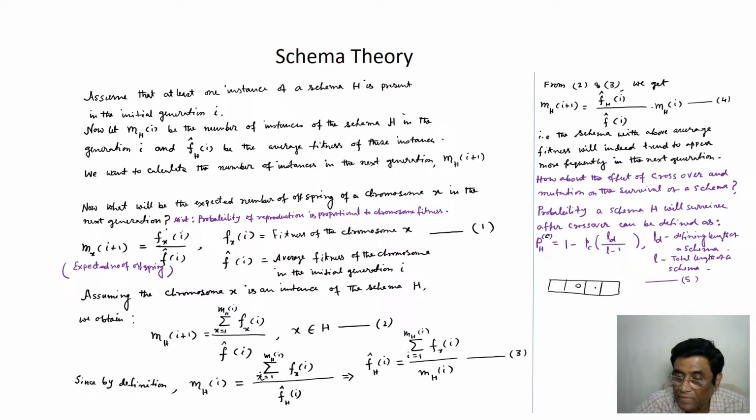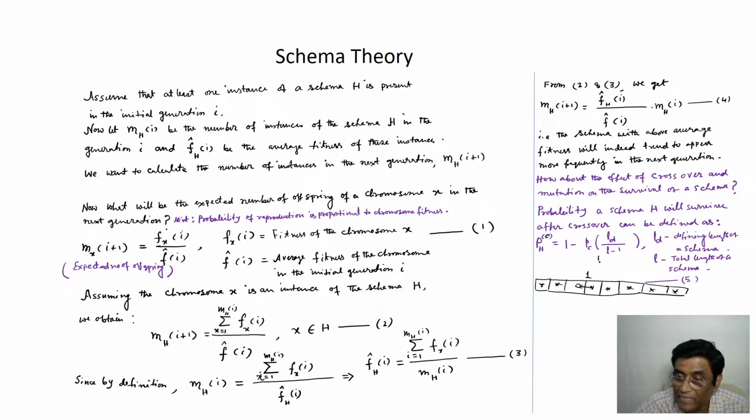if the defining length of a schema is small, for example, here is an 8-bit chromosome having only two defined bits, so this outermost defined bit length is 1. So if the defining length is 1 and the total length is 1, 2, 3, 4, 5, 6, 7, right?